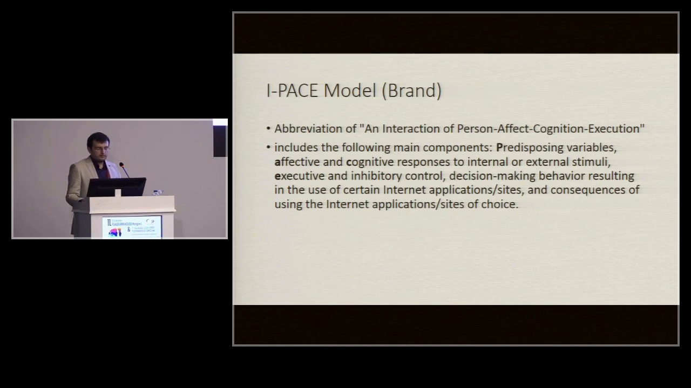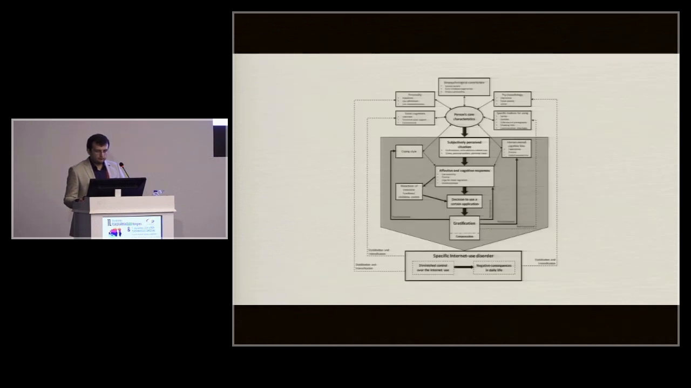And lastly, Metellus Brand's I-PACE model is the one I'd like to talk about. Well, this name is obviously an abbreviation of an interaction of person, effect, cognition, and execution. So it includes the following main components, such as predisposing variables and effective and cognitive responses to internal and external stimuli, executive and inhibition control, and also decision-making behavior resulting in the use of specific or certain online and internet applications, and the results stemming from using internet applications.